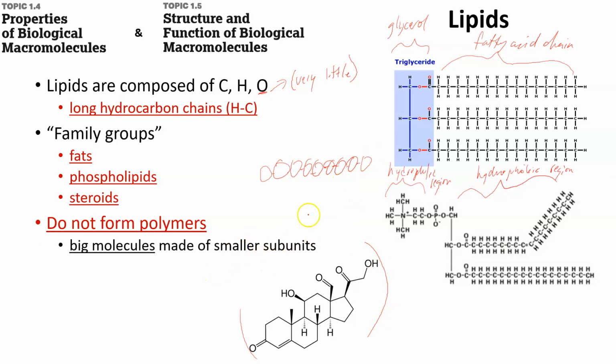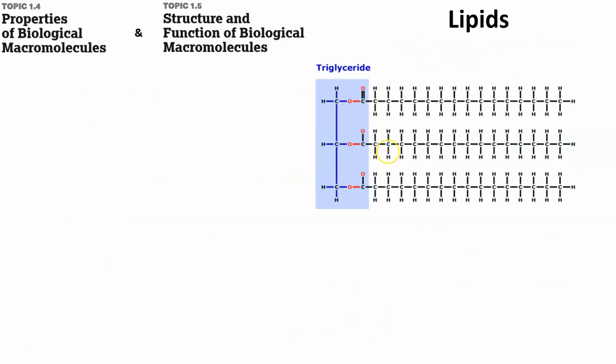They are big molecules made of smaller subunits. That's true, like this fatty acid chain and glycerol combination. But it is not a continuing chain. This won't continue on and on, like you'll find in other biomolecules. Okay, so again, long hydrocarbon chains.